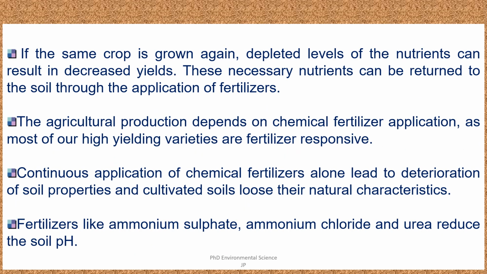When the same crop is grown repeatedly on the same land, the soil's nutrient levels can become depleted. This depletion occurs because each crop cycle absorbs nutrients from the soil, and if these nutrients are not replenished, future crop yields will decrease. To address this, farmers often apply fertilizers to restore the necessary nutrients in the soil. Agricultural production heavily relies on the use of chemical fertilizers because many of the high yielding crop varieties are specifically developed to respond well to these fertilizers.